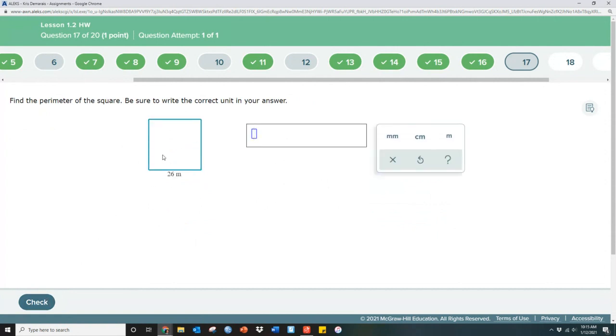When you're looking for the perimeter of a square, it's 4 times 26. All right, 4 times 26 gives us 104. Make sure you put the meters in there.